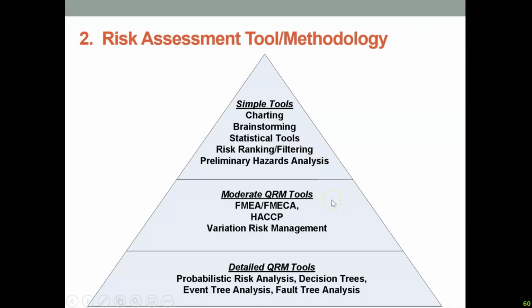The more moderate QRM tools, the ones you might hear about in more in-depth assessments, would be FMEA, FMECA, HACCP, and variation risk management. Ones you might come across in a more detailed, more complicated, complex problem would be probabilistic risk analysis, decision trees, event tree analysis, or fault tree analysis. You might use all of these tools or none of these tools, but it's just to give you an idea of the range of tools that are actually out there.